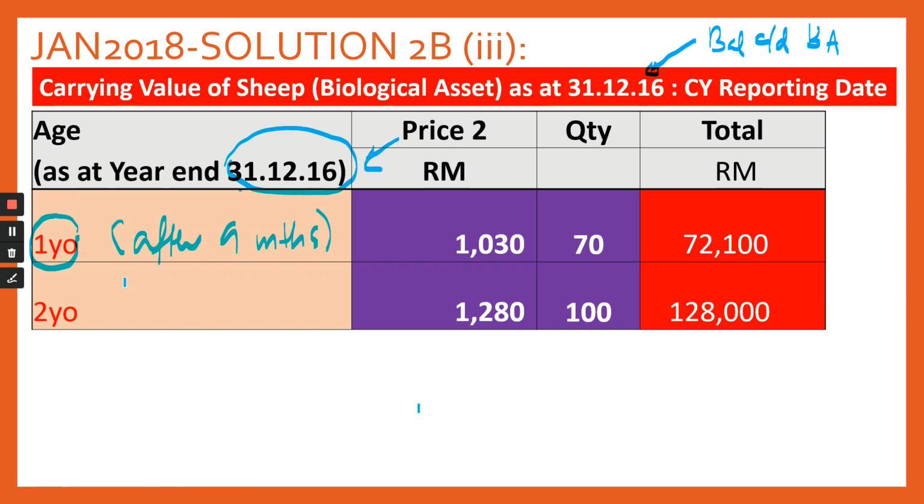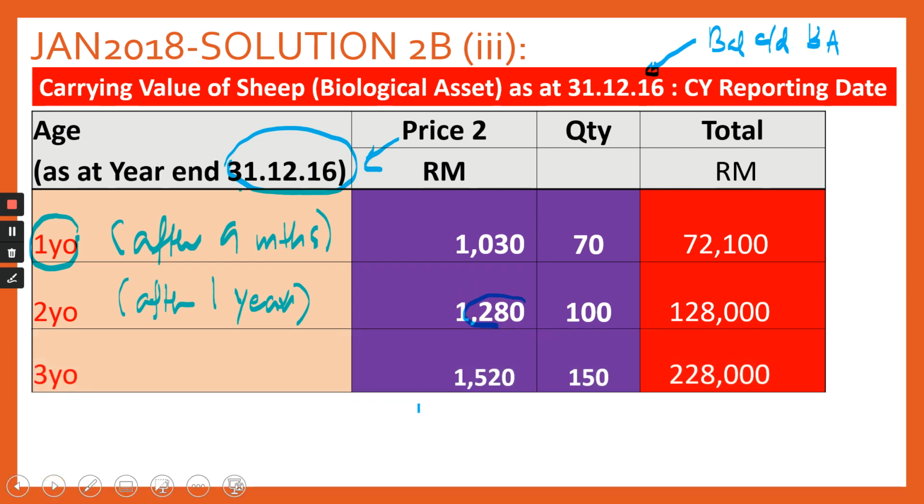Next is the 2-year-old. This one is after 1 year. After 1 year, the 1-year-old sheep, you have 100 of them, will now be 2 years old. So take that 100, multiply with the price of 2 years old, because at the end of the year, the age will grow, right? They are no longer 1 year old. They will be 2 years old after a year. And the price of a 2-year-old as at the end of the year was 1280.